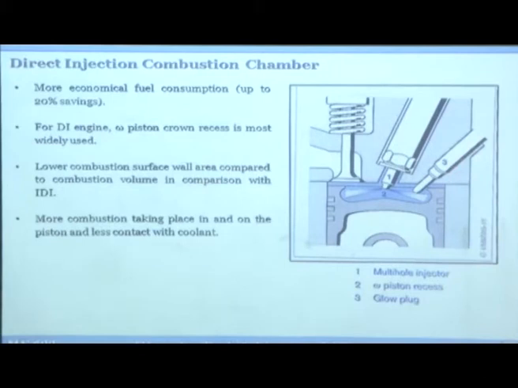Glow plug, again, has the same function. For cold starting, glow plug is only activated in the beginning of the starting of the engine, only for the first 10-20 seconds. After that it is cut off. It has no role to play. But most of the modern DI engines really don't have glow plugs. It is mostly a requirement for IDI engines.